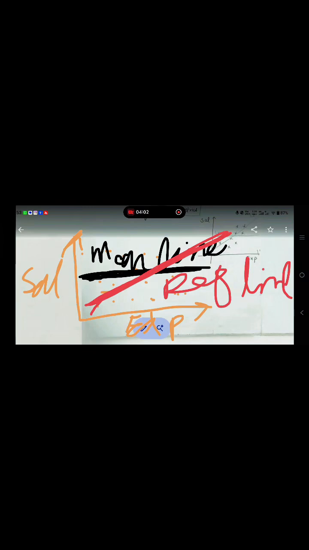I hope you understand this. There are two types of lines, the regression line and the mean line.